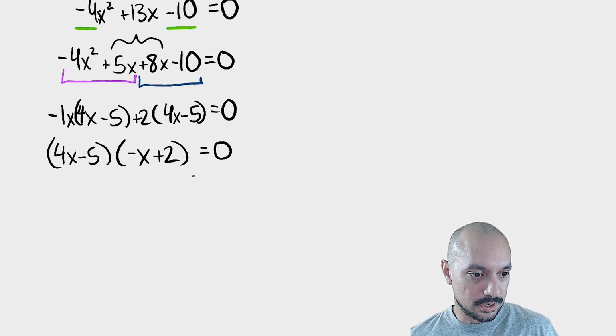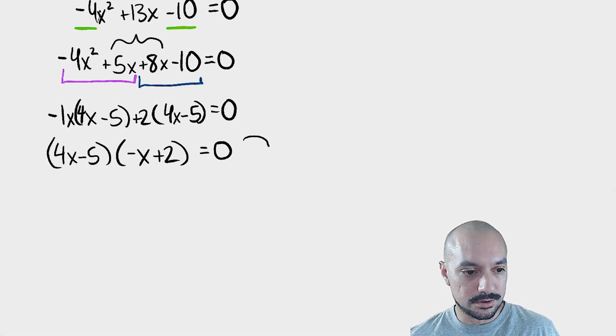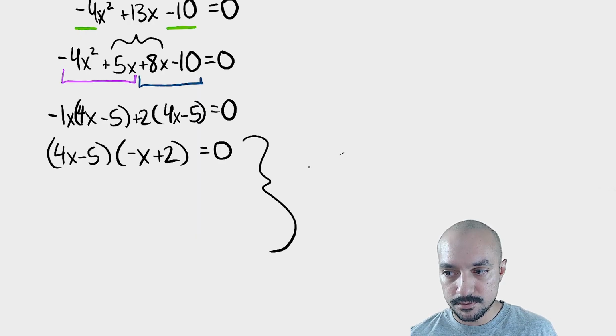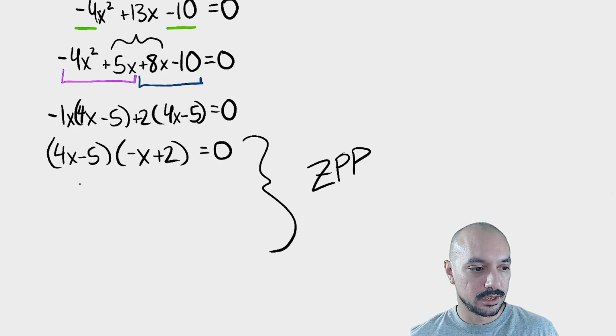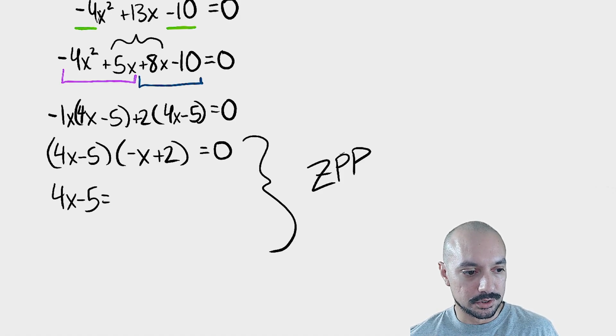Since all of this is equal to 0, from here I could go ahead and use the zero product property. I like to say ZPP for short. So the zero product property lets us set each of these linear factors individually equal to 0, which allows us to finish our solving.